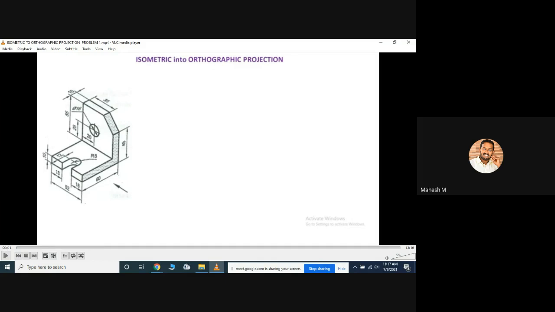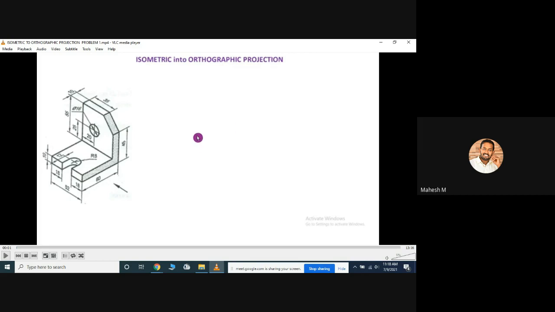You have to convert this isometric diagram into orthographic projection. What is called orthographic? We have already discussed orthographic. We have to convert this 3D diagram into a 2D diagram. Particularly, you have to draw the front view, the top view, and the side view of this diagram. That is what your question is. Is it clear? You have to draw the orthographic projection.